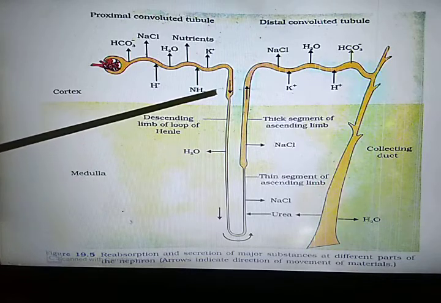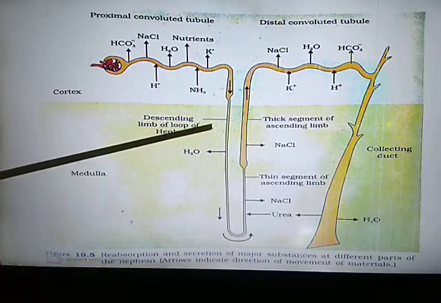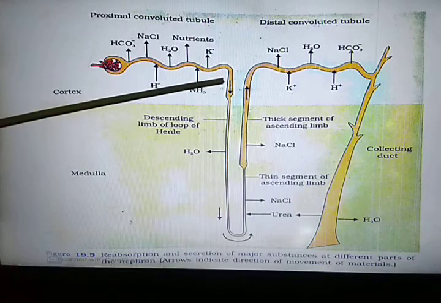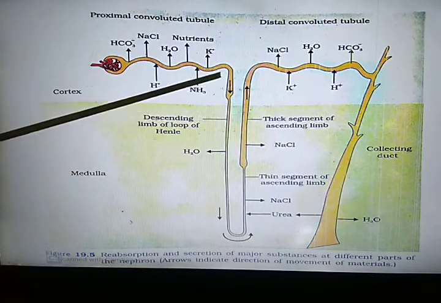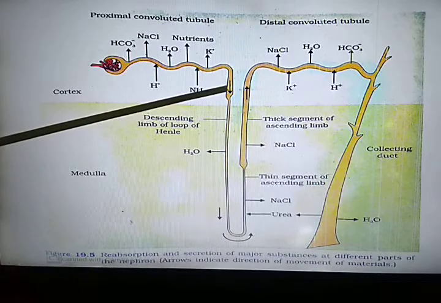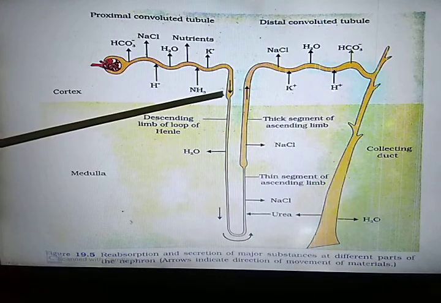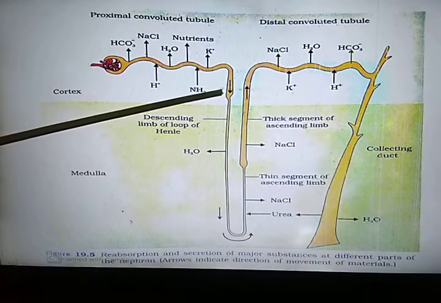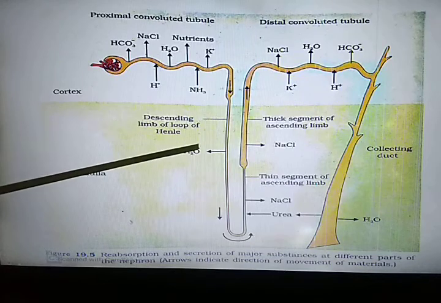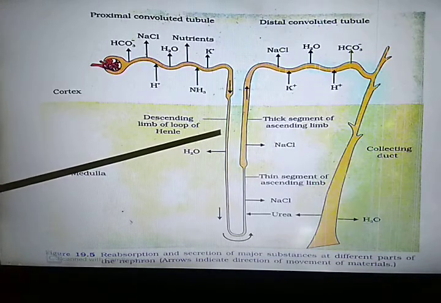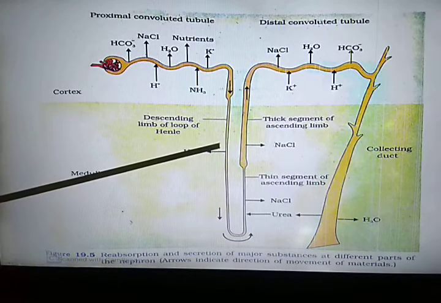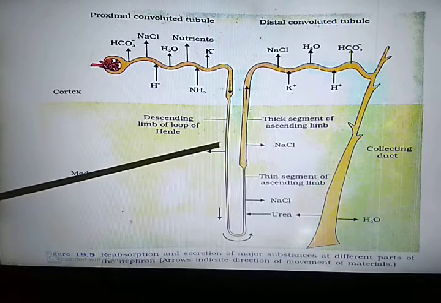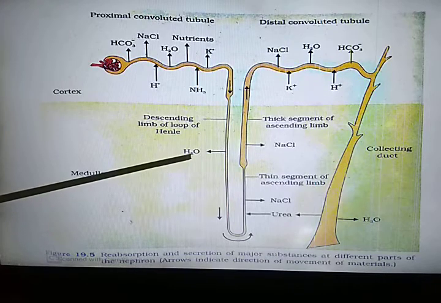Now first of all we will discuss the descending limb. Descending limb of loop of Henle: thick descending limb, thin descending limb. The thick descending limb is impermeable to movement of water and ions. So no movement of any substance takes place in the thick region of the descending limb. Then the thin descending limb is permeable to water and impermeable to electrolytes. So the water molecule will move outward.